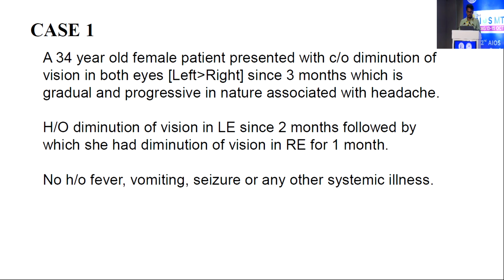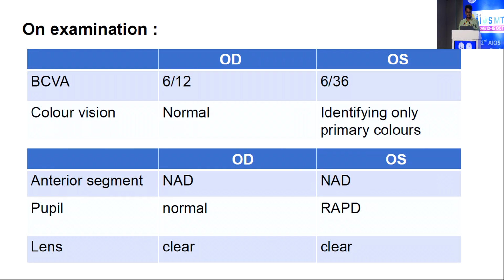First case: a 34-year-old female presented with chief complaint of diminution of vision in both eyes, left eye greater than right eye, since 3 months, which is gradual and progressive in nature, not associated with headache. No other symptoms like fever, vomiting, seizure, or any other systemic illness. On examination, best corrected visual acuity in right eye 6/12, left eye 6/36. Color vision normal in right eye, left eye identifying only primary colors. Anterior segment normal in both eyes, pupil normal in right eye, RAPD grade 2 present in left eye.